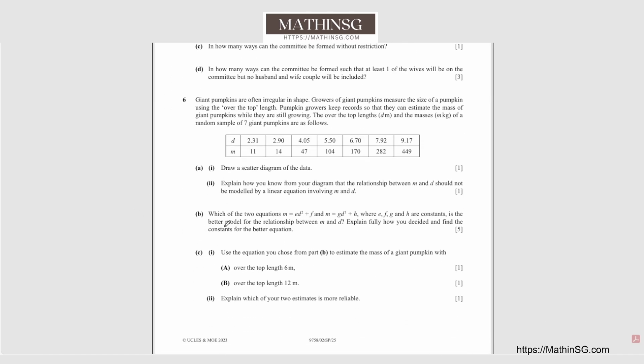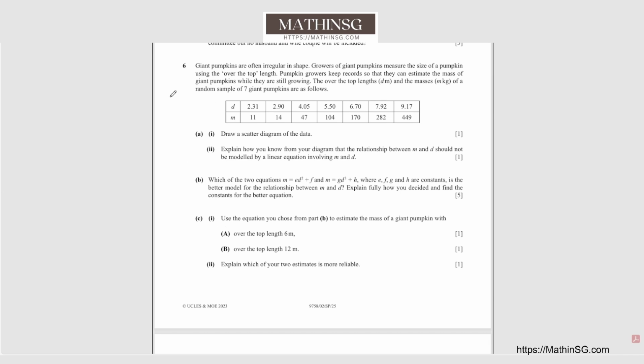Next, let's move on to question 6. So question 6 is a linear regression question. Giant pumpkins are often irregular in shape. Growers of giant pumpkin measure the size of a pumpkin using the over-the-top length. Pumpkin growers keep records so that they can estimate the mass of the giant pumpkins while they are growing. The over-the-top lengths, d meters, and the mass, m kg, of a random sample of 7 pumpkins are as follows.